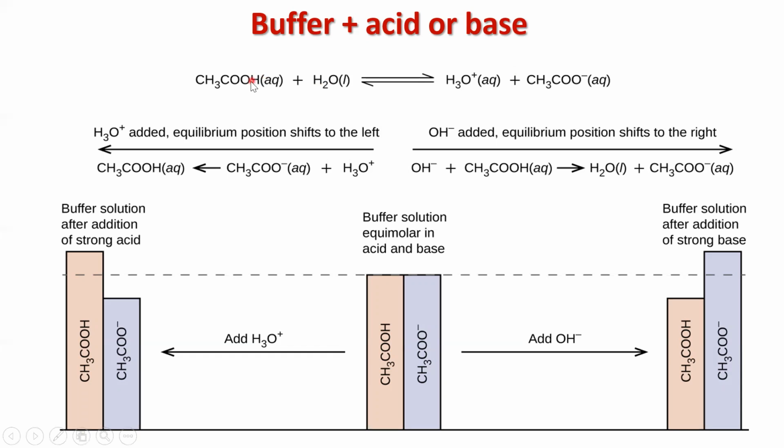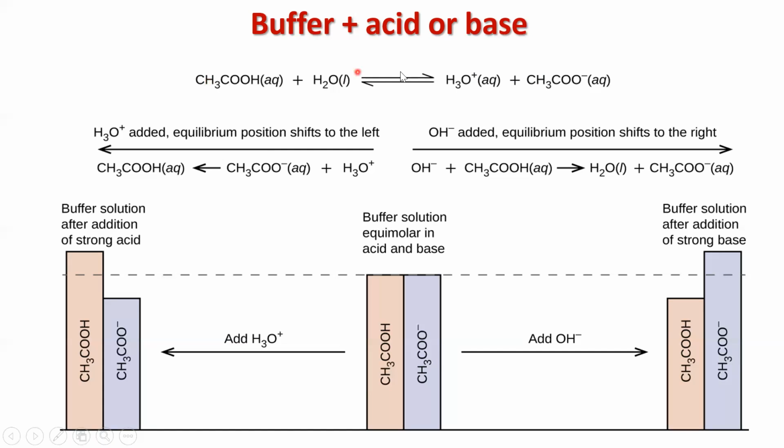Well, if we were to add an acid to this buffer solution, it would react with the base in the buffer solution and drive the equilibrium in this direction. And in doing so, the acetic acid concentration will go up and the acetate ion concentration will go down. If we add a base to it, the base is going to react with the acid component of the buffer solution, and the reaction is going to go in this direction. And we're going to increase the acetate ion concentration and decrease the acetic acid concentration.